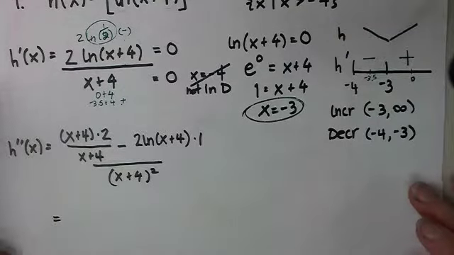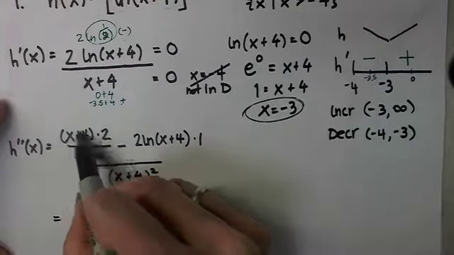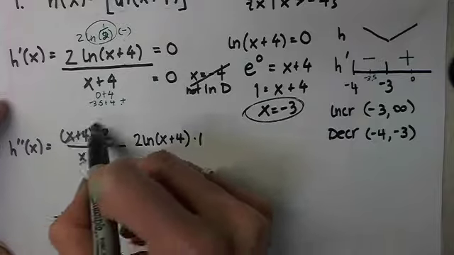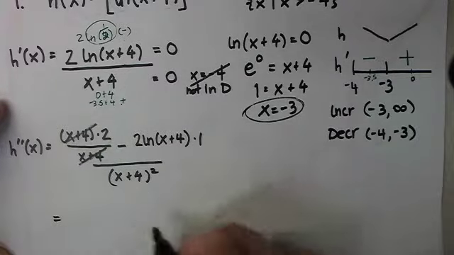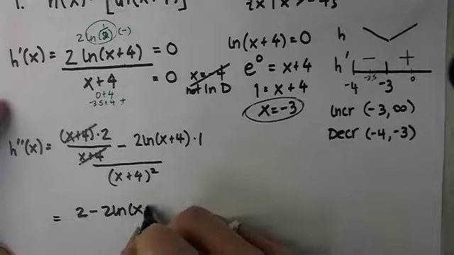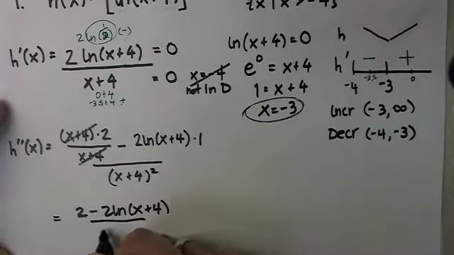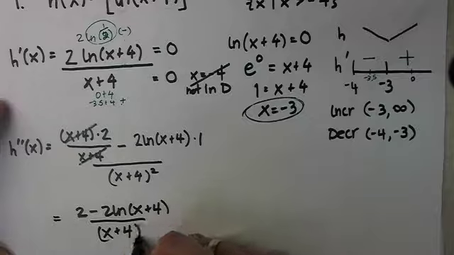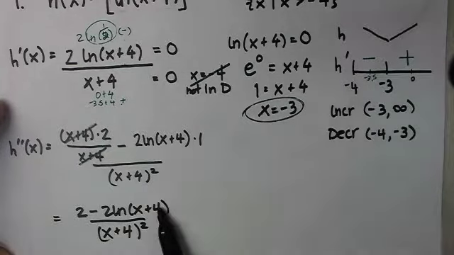All right, so cleaning this up, in the numerator, the x plus 4's in that first fraction reduce each other. So we get 2 minus 2 ln of x plus 4 over x plus 4 squared. Very important, do not reduce these x plus 4's, okay? There's a couple of big reasons why.